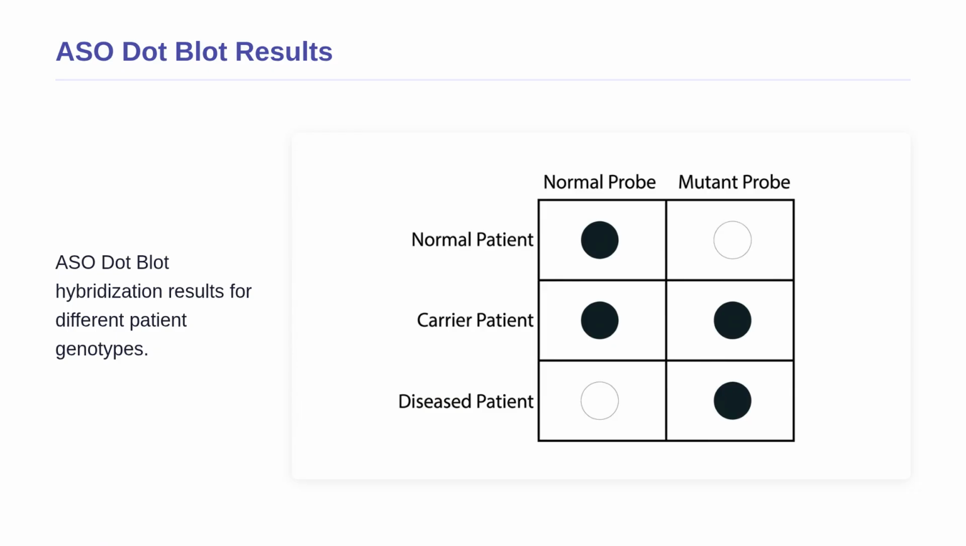Notice how the normal patient only shows a dark spot under the normal probe, while the diseased patient only shows a spot under the mutant probe. The carrier shows dark spots under both, perfectly illustrating their genetic makeup.